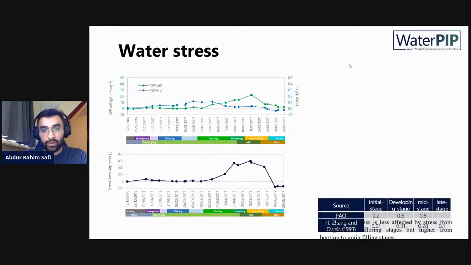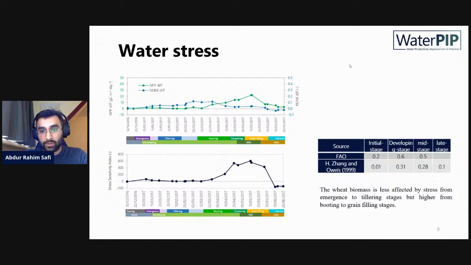We compared this stress sensitivity index with the literature, and it really fits the previous findings that in the initial stages and late stages, the stress sensitivity index is lower, and then in the developing and mid stage, it is higher.